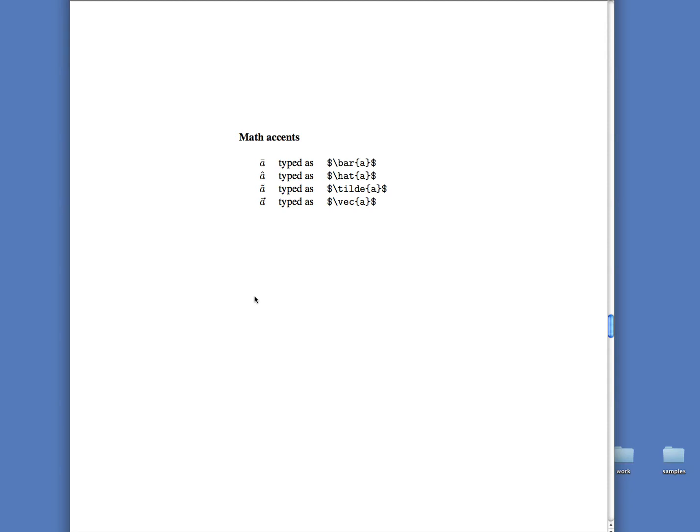And math accents. Now that's a difficult topic because math accents should not be confused with text accents. However, math accents share with text accents that they should be done with commands. The 4 most often used are done with the commands bar, hat, tilde, and vec, which will produce a bar and a hat and a tilde and a vector arrow placed on top of the character.